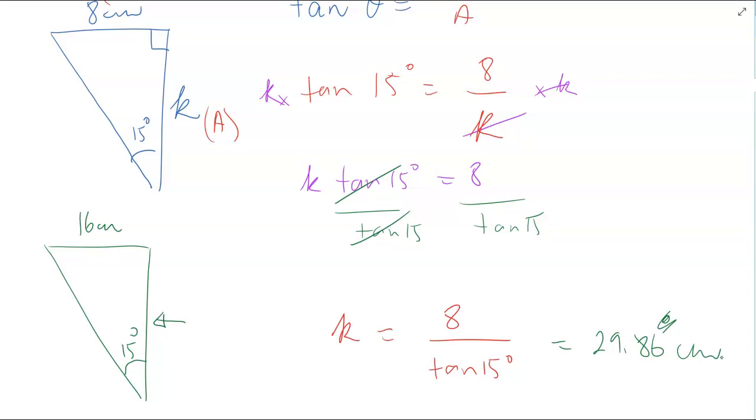So it's got to be double. So it's got to be nearly 60, right? Whatever 29.86 times 2 is. Because this is double. And so the side lengths for similar triangles are double. They're similar because the angles are the same.